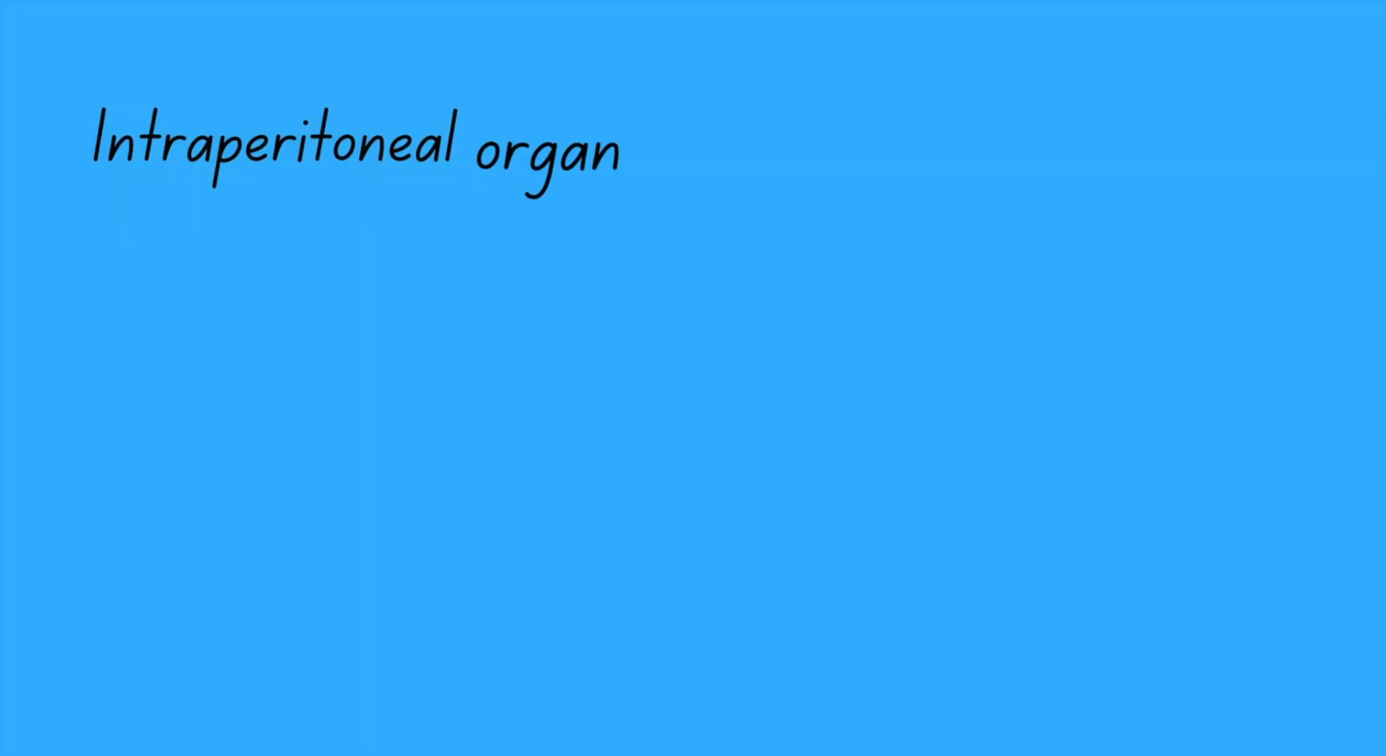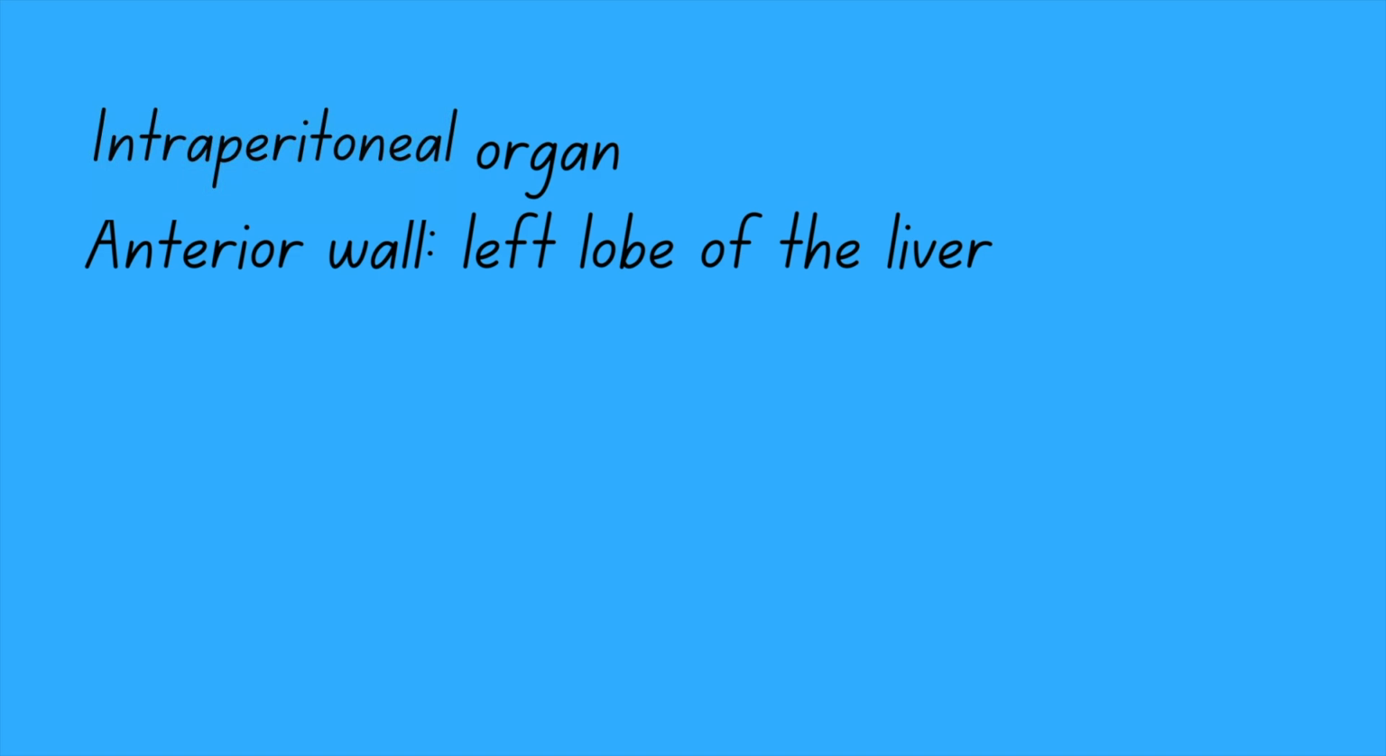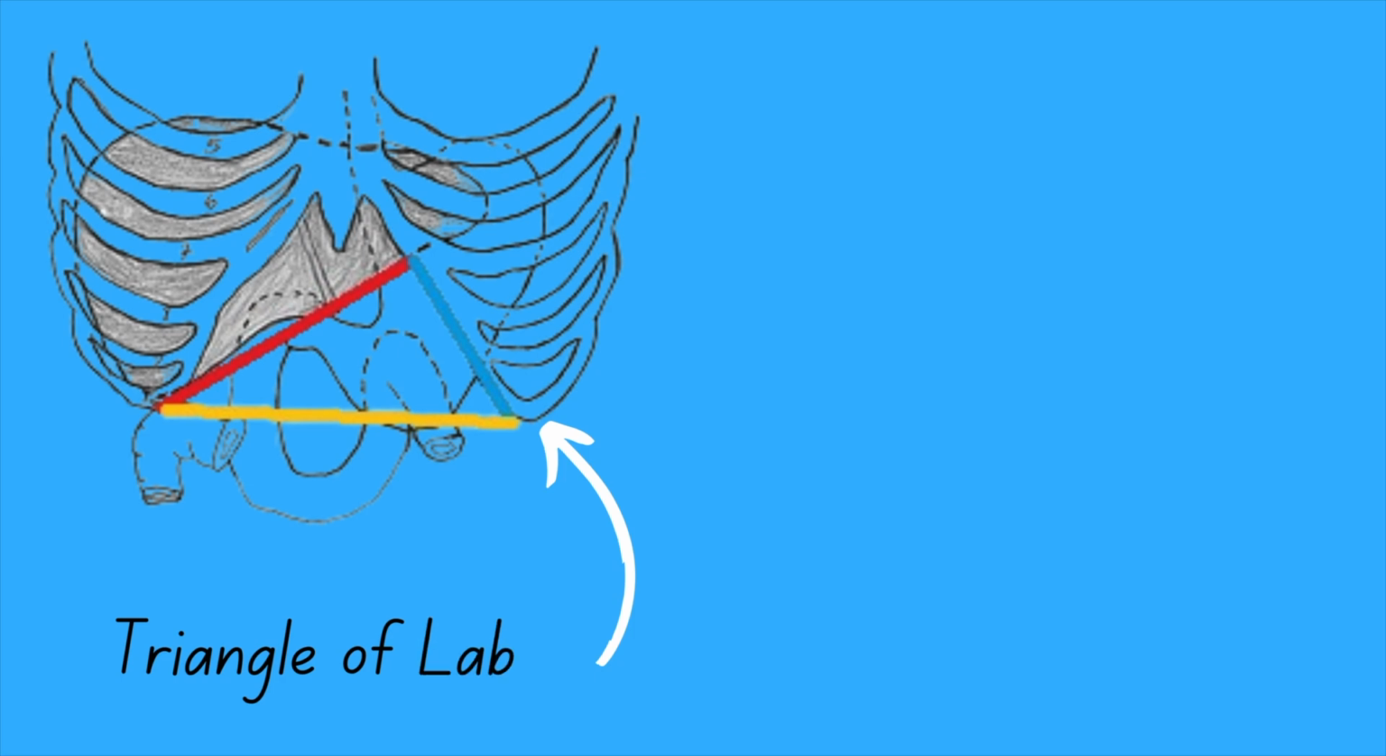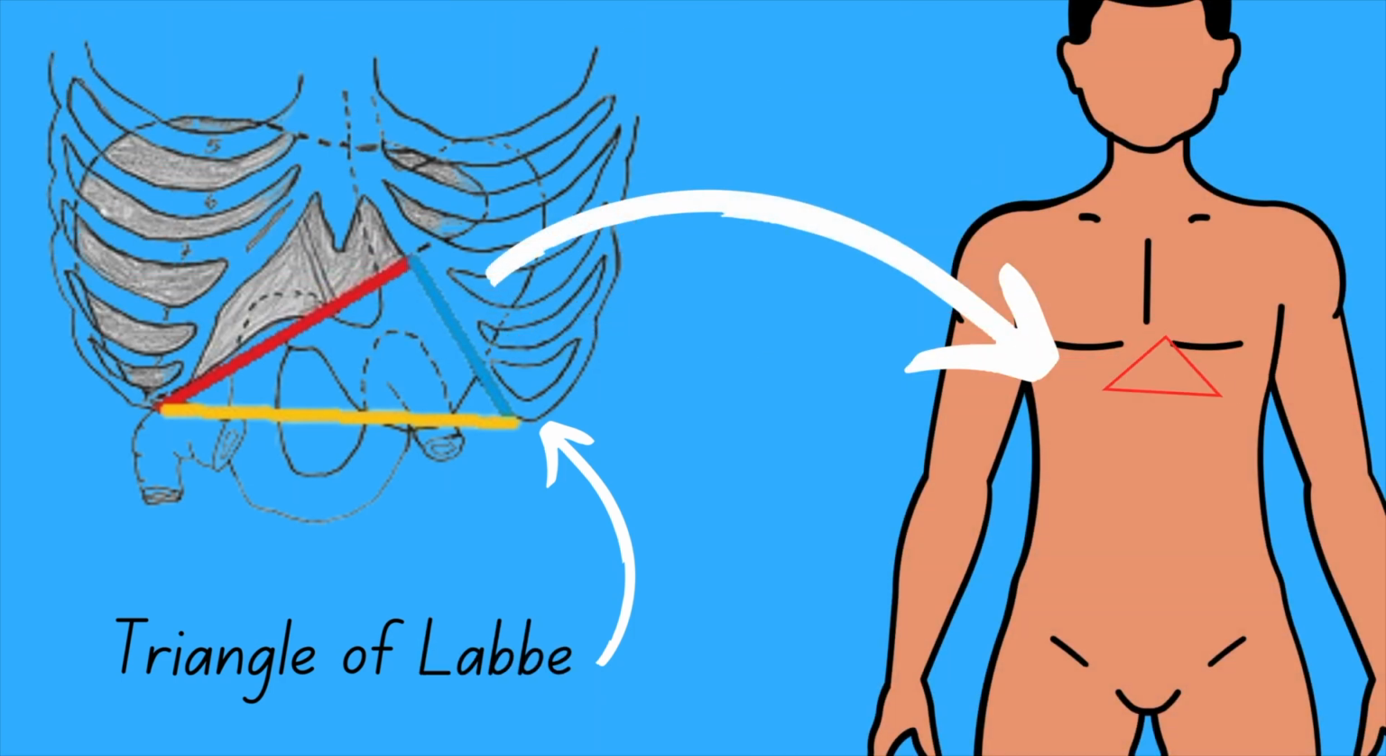As we said before, stomach is an intraperitoneal organ. Anteriorly, meaning on the front of the stomach, it's related to the left lobe of the liver, and posteriorly, meaning on its back surface, is related to the left kidney along with its suprarenal gland, the diaphragm, the spleen, the transverse mesocolon, and the pancreas. Anteriorly on the abdominal wall, the stomach projects on the epigastrium in an area called the triangle of Labbé.